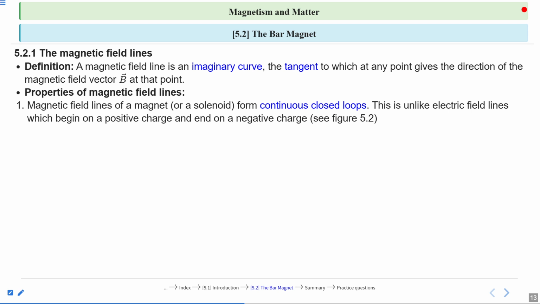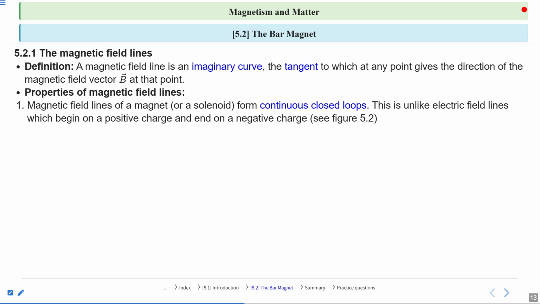This is unlike electric field lines, which begin on a positive charge and end on a negative charge. Electric field lines start from the positive charge and stop at the negative charge, so they do not complete the loop. They don't form closed loops. Closed loop means that if they begin from the positive charge and end on a negative charge, they should also travel from the negative charge to the positive charge to form a closed loop, but they don't do that. So that's why they don't form closed loops, but magnetic field lines form closed loops.